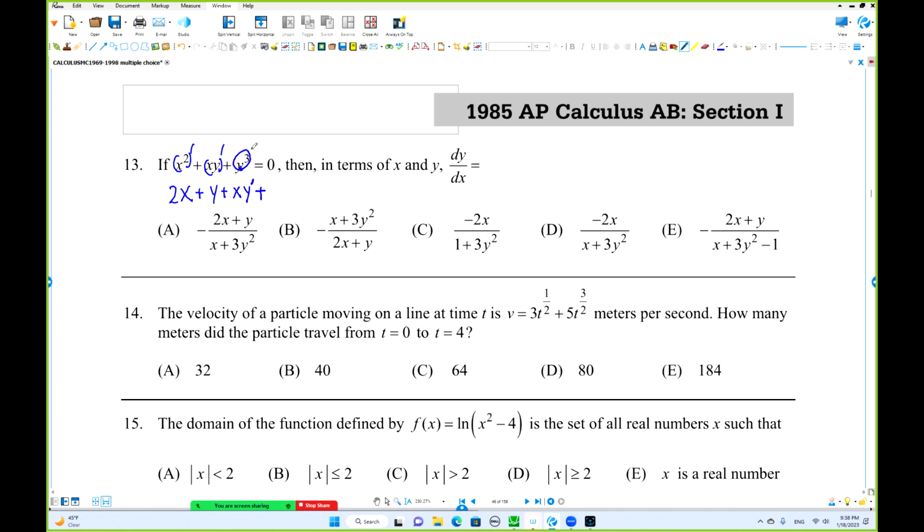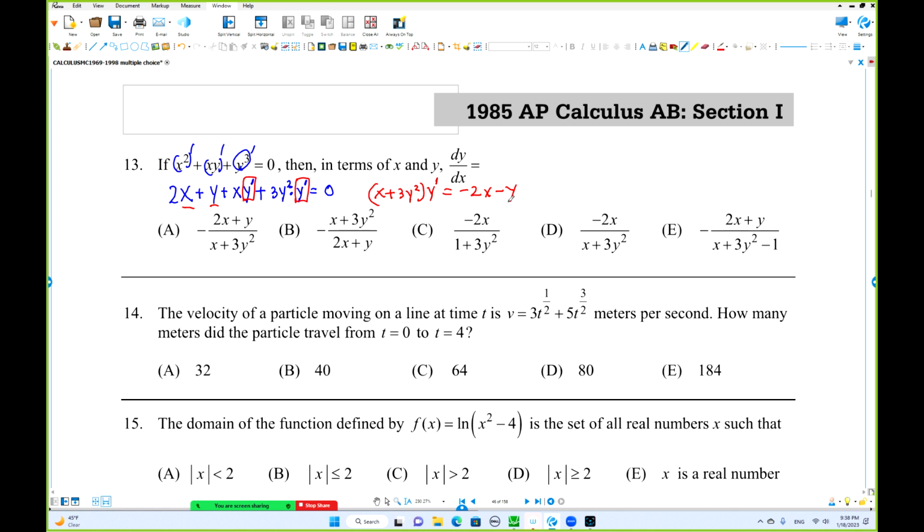The derivative of y cubed is 3y squared, but times y prime again, because y is a function of x. The derivative of a constant is still zero. So we have a y prime here and here, and we need to combine these two. So x plus 3y squared, times y prime. All the other terms move to the right: negative 2x, negative y. Are you okay with this?